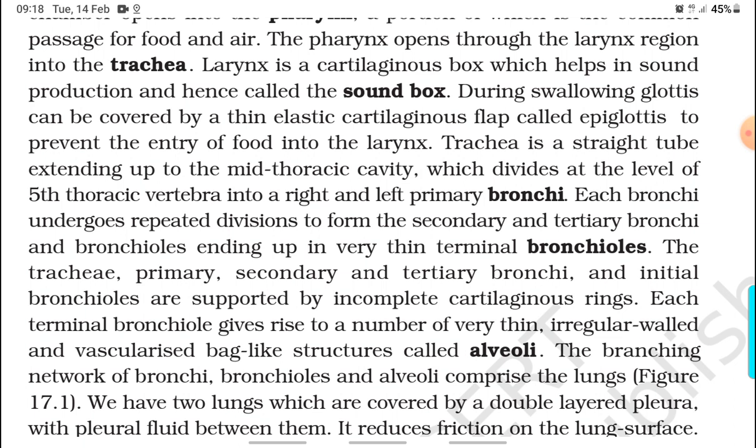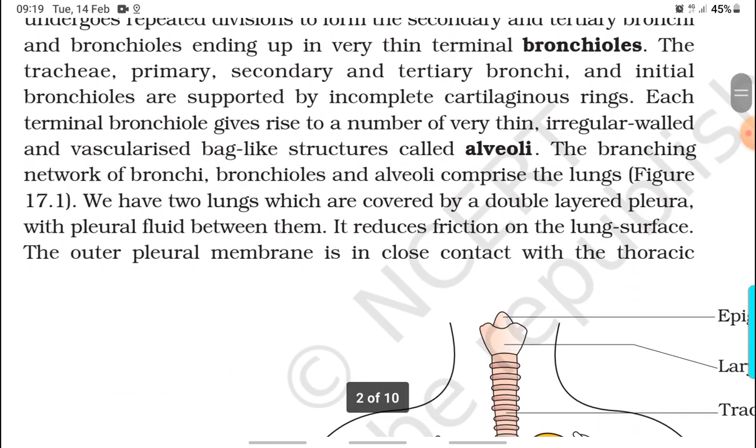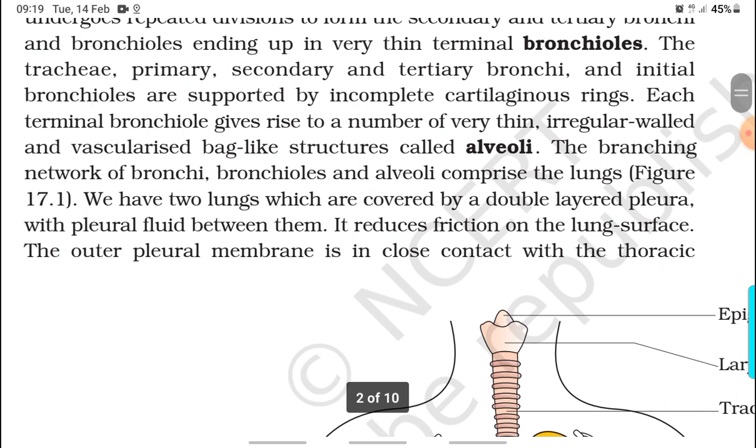terminal bronchioles. The trachea, primary, secondary and tertiary bronchi and initial bronchioles are supported by incomplete cartilaginous rings. Each terminal bronchiole gives rise to a number of thin, irregular, walled and vascularized bag-like structures called alveoli. The branching network of bronchi, bronchioles and alveoli comprise the lungs.